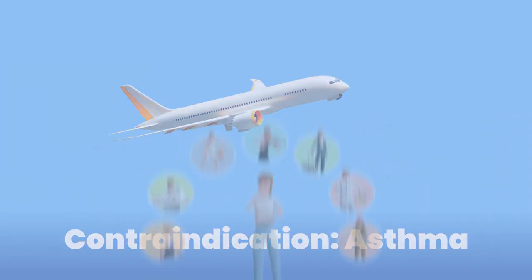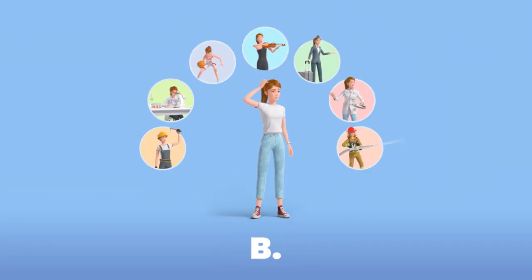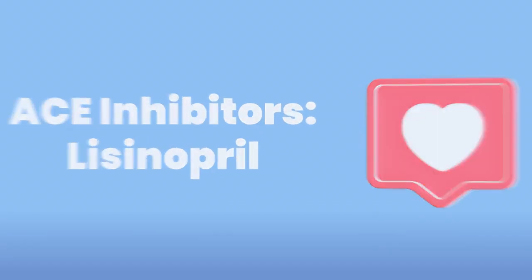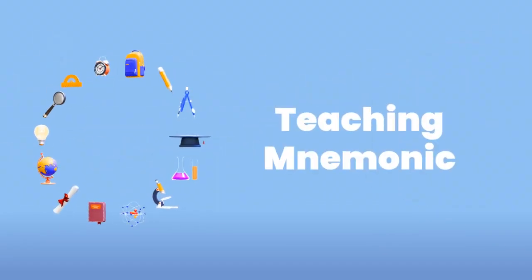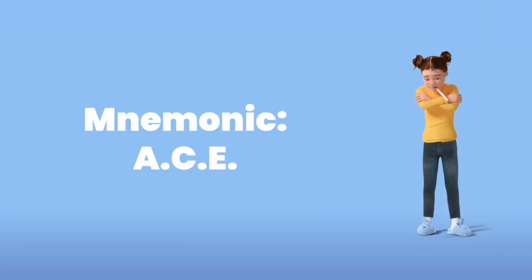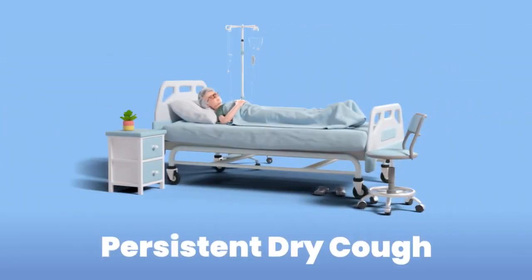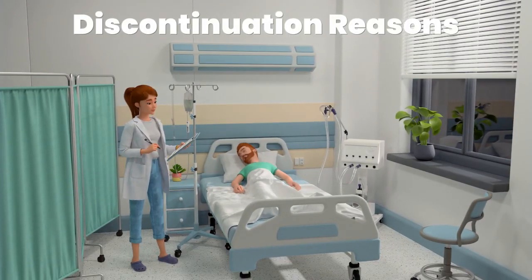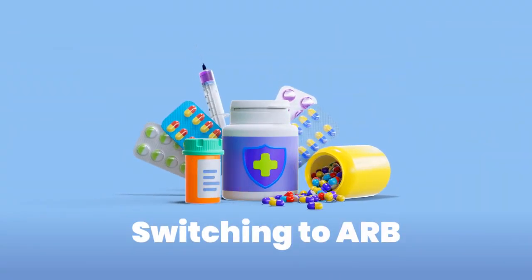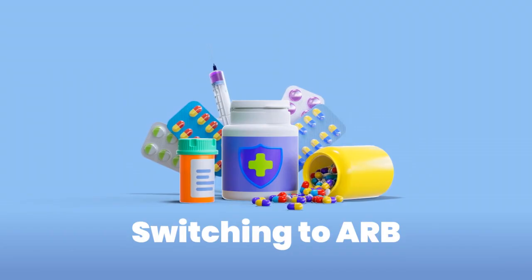B. ACE inhibitors, e.g. lisinopril. Teaching mnemonic: ACE equals angioedema, cough, elevated potassium. This cough is dry and persistent, and it does not go away. Patients often discontinue because of the cough. If ACE inhibitors cause problems, the patient may be switched to an ARB.